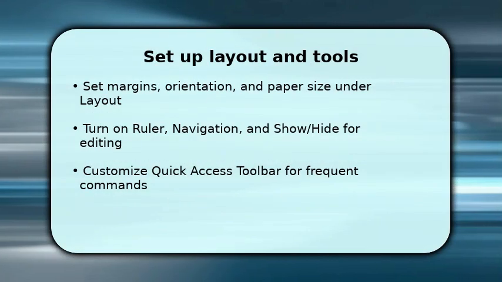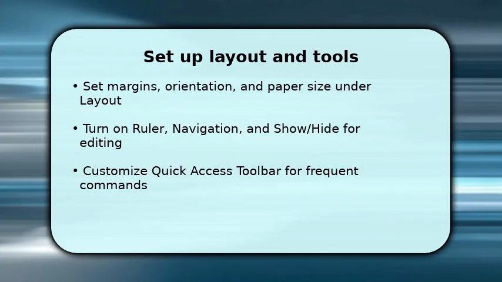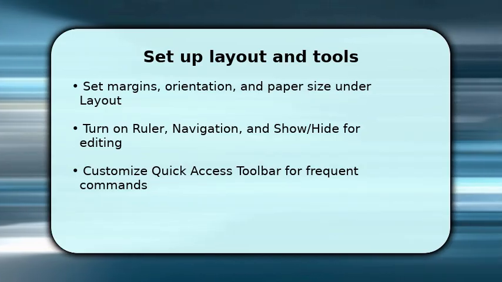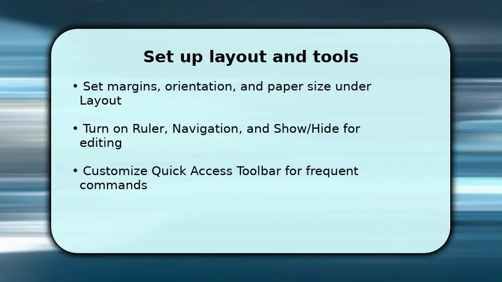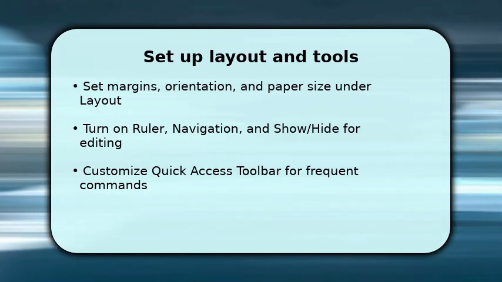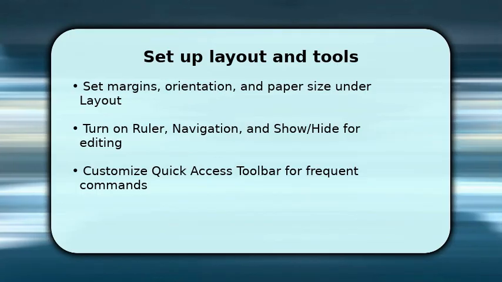Next, configure the page layout so your document prints and reads correctly. Go to Layout to set margins, orientation, and paper size. Adjusting these early avoids rework. Once done, enable the ruler, navigation pane, and show/hide to control spacing and locate headings quickly. Customize the quick access toolbar with save, undo, and print to speed routine tasks. You'll work faster and reduce errors when formatting standards are set before heavy typing begins.